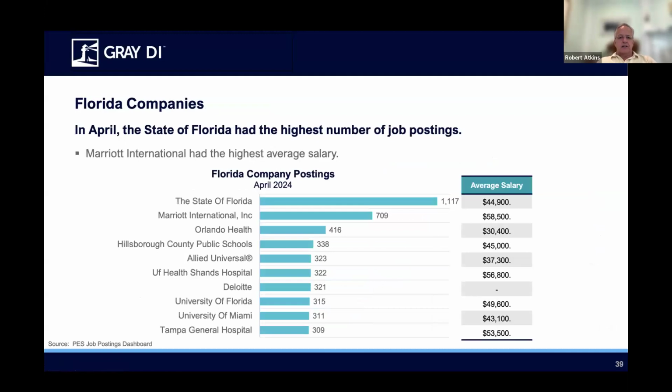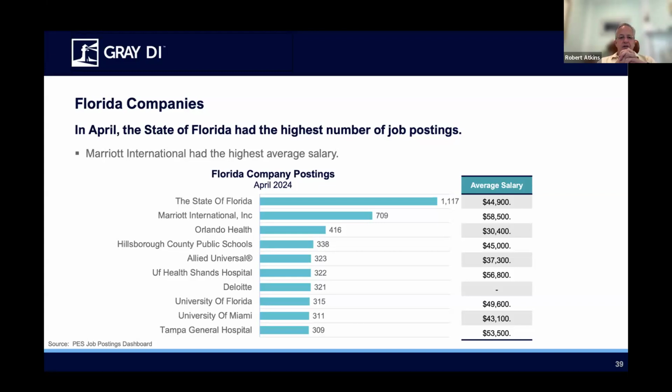What companies are growing in Florida or have the most job postings? This is important when you're sitting in career services and trying to figure out, or for that matter heading a program, and you can look this up at a program-specific level, who should I be seeking out as local partners? Well, one of the things you want to look for is the folks that have a high volume of job postings, in particular a high volume of job postings over time. And not surprisingly, the state government, that is the state of Florida, has the most, at 1,117 job postings.